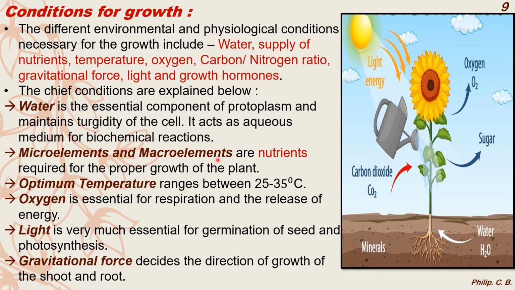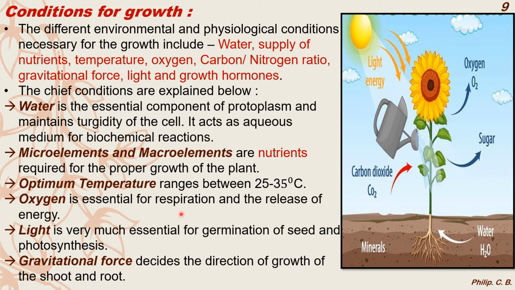Second, micro and macro elements. When you say micro, those are the elements which are required in small proportion. Macro are the elements which are required in larger proportion. They are nutrients required for proper growth of the plant. Now, if any of these micro or macro elements are absent or not available in an adequate proportion, then the growth of the plant may be affected. Further, third point, optimum temperature ranges between 25 to 35 degrees for the growth of the plant.